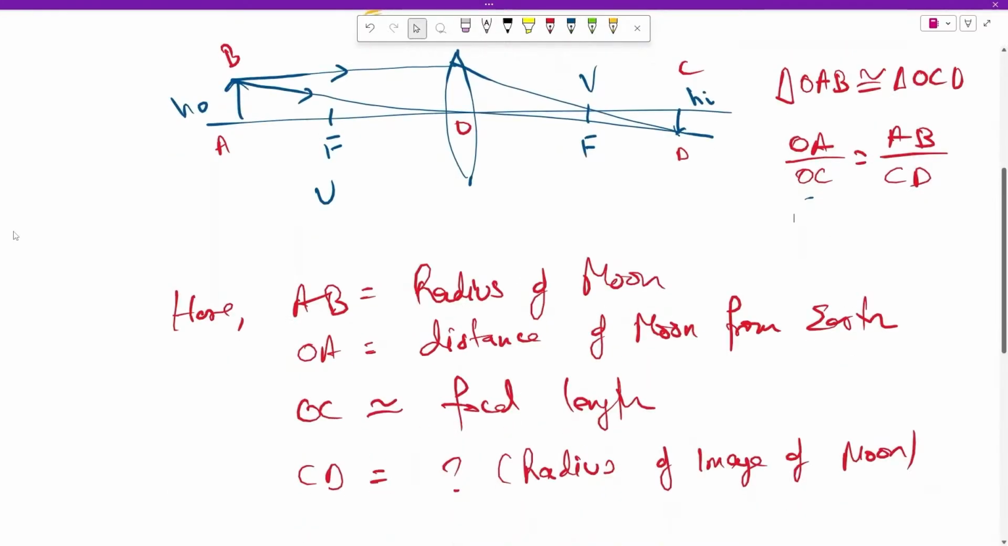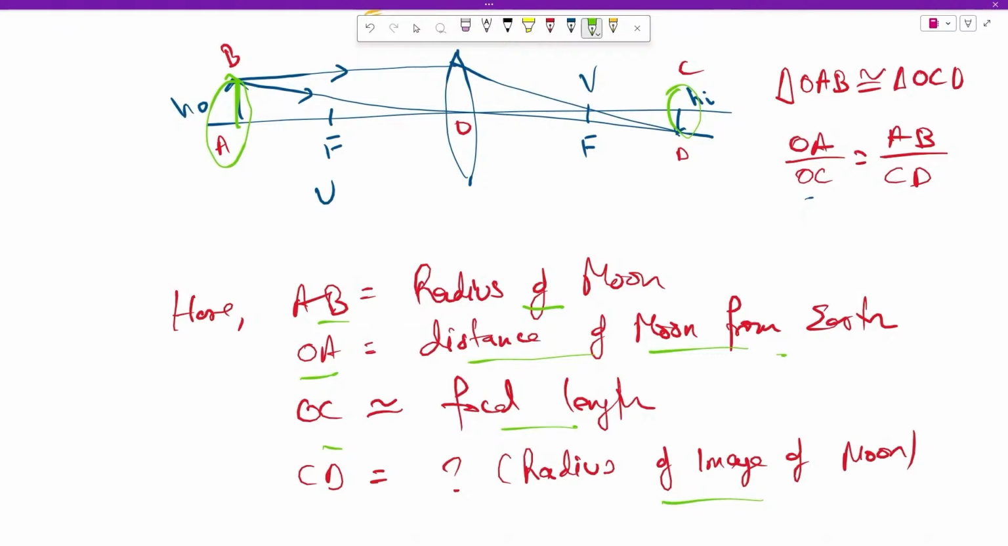So if we substitute the values, if we assume that this is the moon over here, now this is going to be the radius of the moon. So we can assume that AB is the radius of the moon and OA is the distance of the moon from the earth, that is the lunar orbit, and OC is the focal length of the objective, and CD is the radius of the image. So the moon will be forming like this. So we can assume a condition like this.